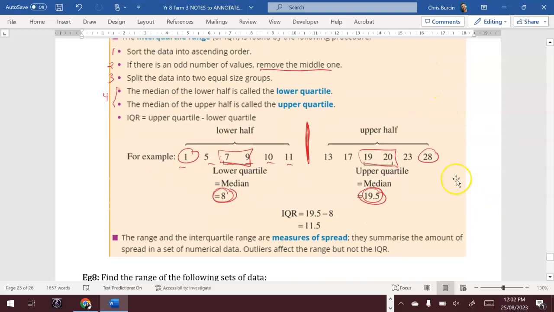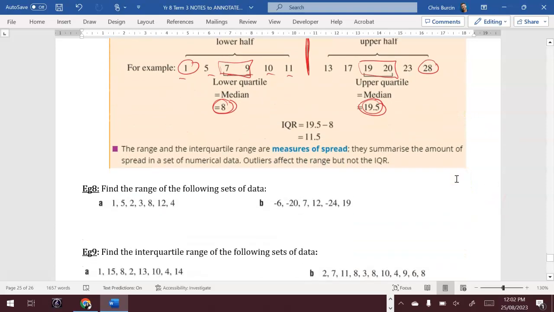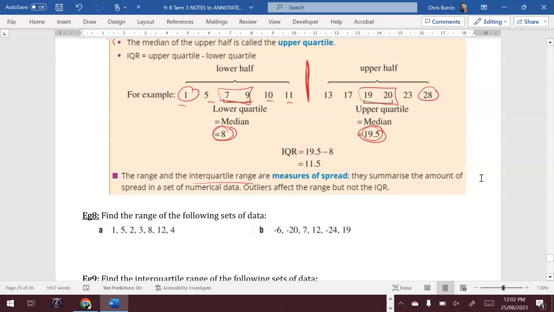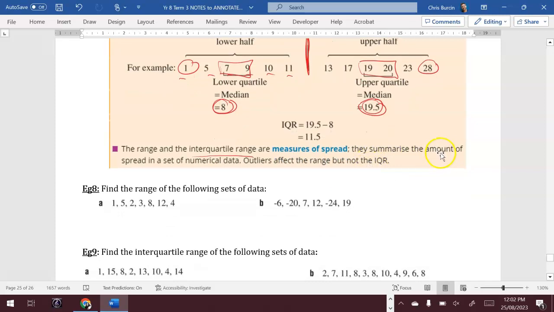And notice how that interquartile range, this one, is a decimal. The range in the interquartile range is such a weird word. But it's basically the range from the middle of the bottom half to the middle of the top half. So it's the range of all the middle set of numbers. The range and the interquartile range are measures of spread. They summarize the amount of spread in a set of numerical data. So that's how far apart these numbers are, how many numbers are involved.